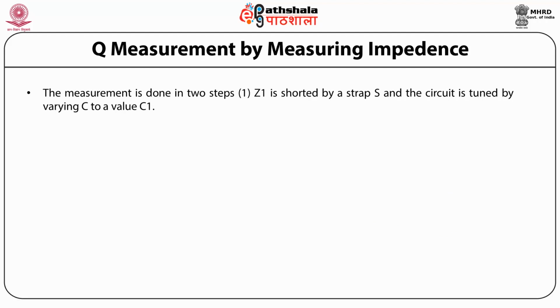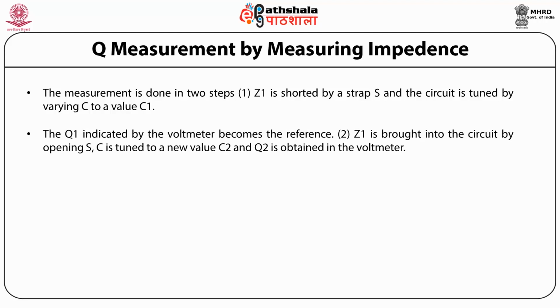The measurement is done in two steps. First, Z1 is shorted by a strap S and the circuit is tuned by varying C to a value C1. The Q1 indicated by the voltmeter becomes the reference. Second step is where Z1 is brought into the circuit by opening S. C is tuned to a new value C2 and Q2 is obtained in the voltmeter.